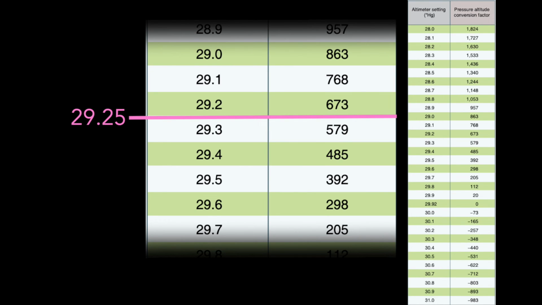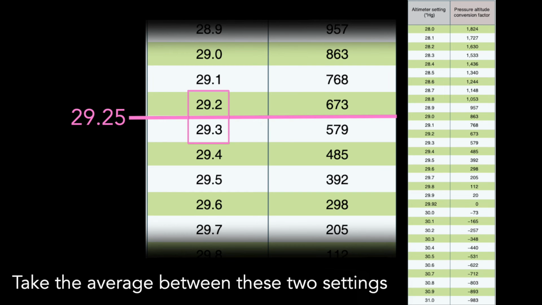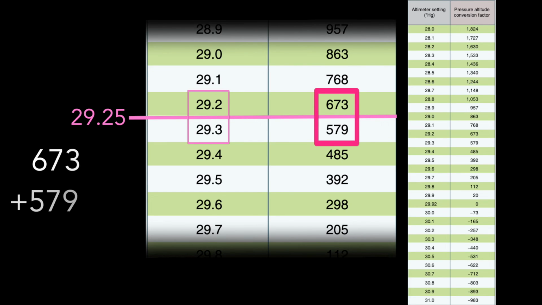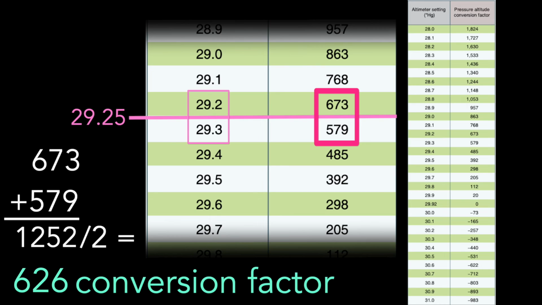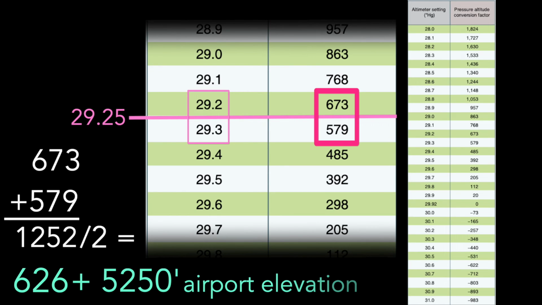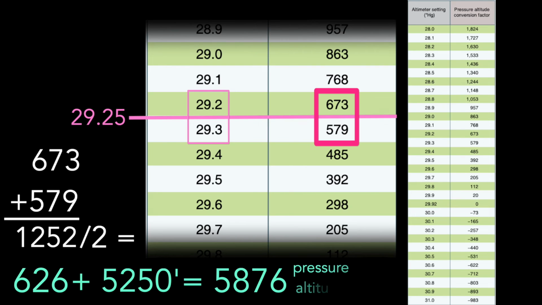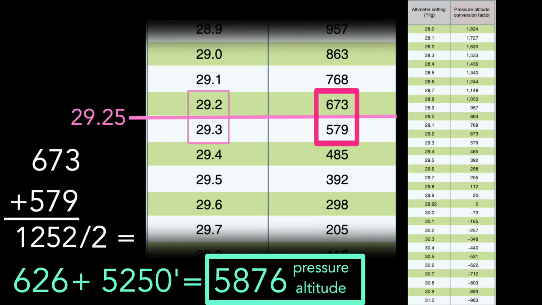So what is commonly done in these kinds of situations is that we would need to take the average between the provided conversion factors of 29.2 and 29.3, which would be 673 and 579. To do that, we would add these two numbers up and divide it by 2, and we would get the average conversion factor of 626 feet. We will then add this number to our given airport elevation of 5,250 feet, which would result in a 5,876 foot pressure altitude. If the question was asking for pressure altitude, we would already be done at this point.